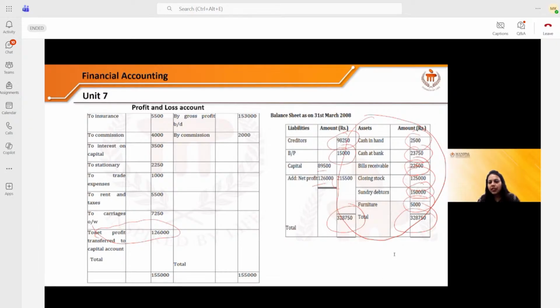So Kameshwari, you said some transactions are written in the middle. I said you just have to focus on the format. You just have to learn the format. Okay.